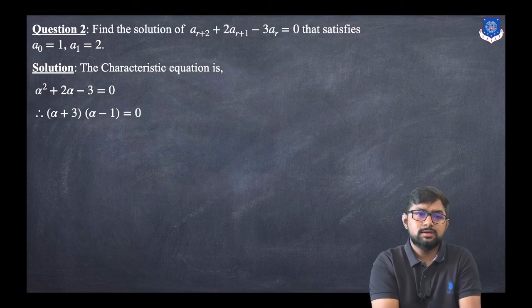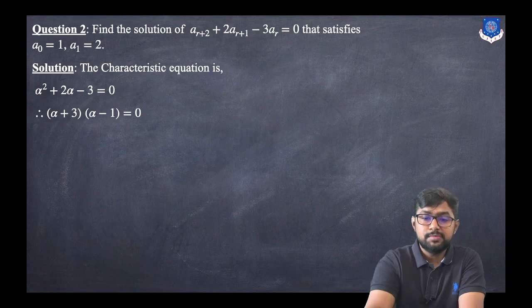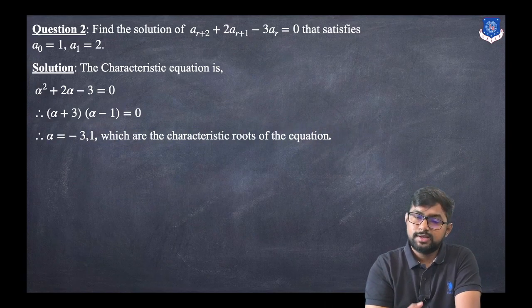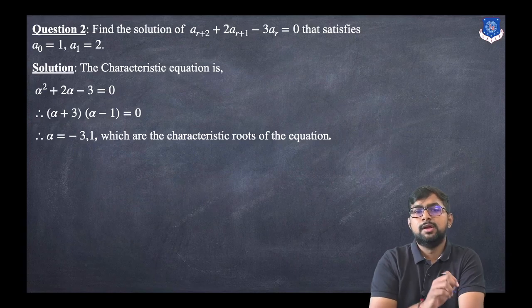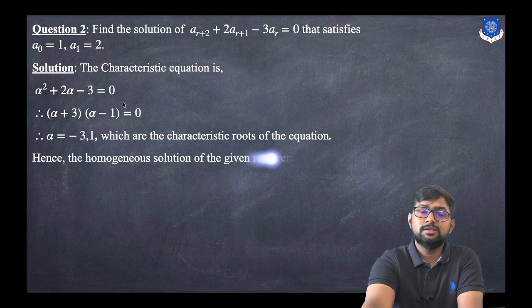So that is (alpha + 3)(alpha - 1) = 0. So that means alpha will be minus 3 and 1, which are the characteristic roots of the equation. Now as you can see, they are distinct roots, so we'll consider the first case.